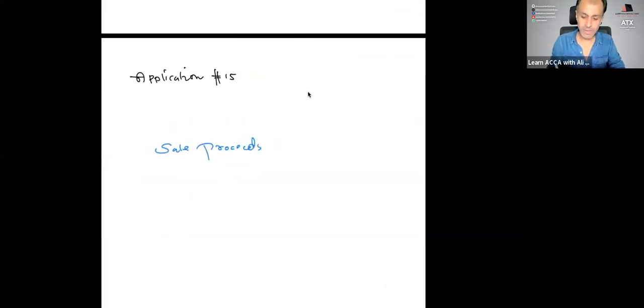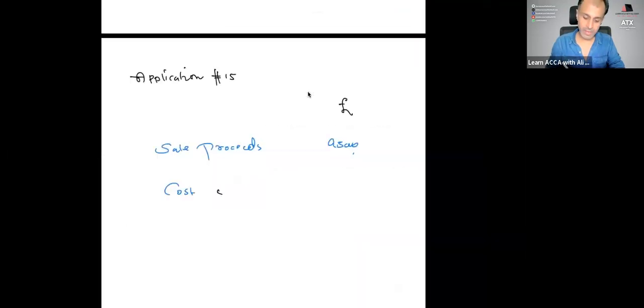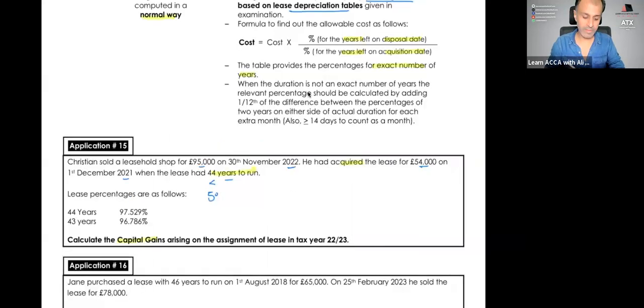Small adjustment where the proceeds of the disposal are 95,000. And because it is a short lease, with 44 years to run, less than 50, the cost needs to be adjusted. The cost of that is 54,000, and this needs to be multiplied with that fraction. The number of years to run at the date of acquisition are 44. So I will use that.